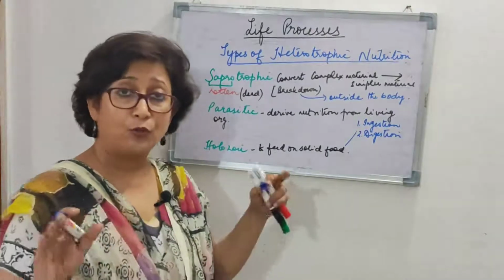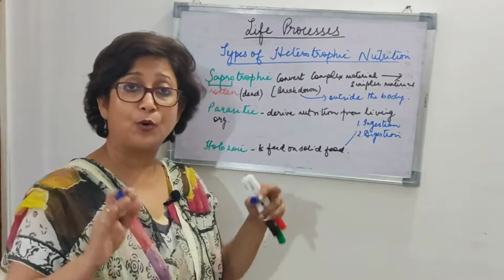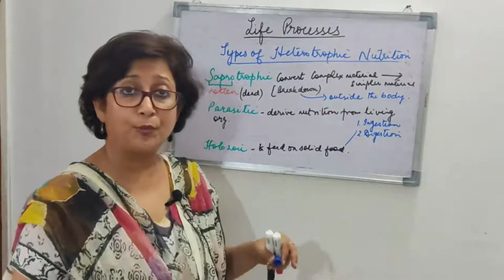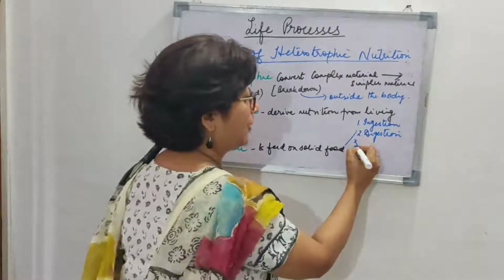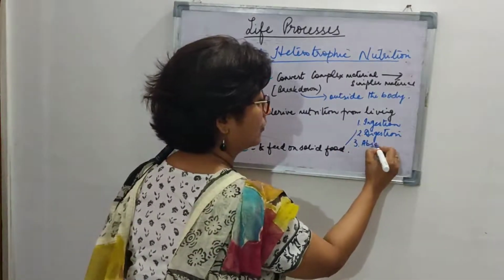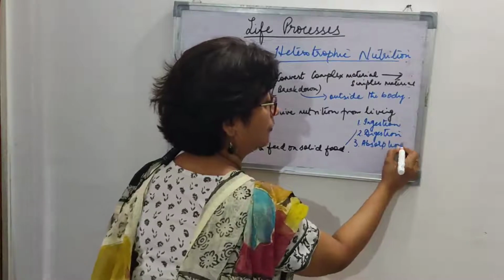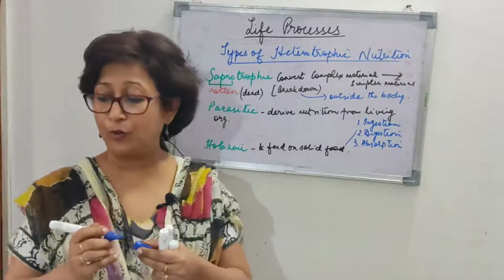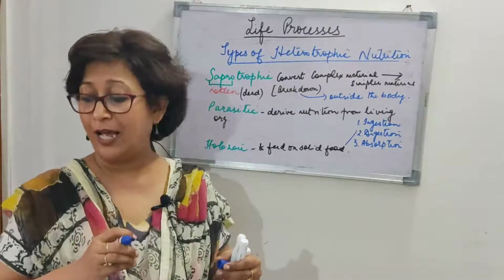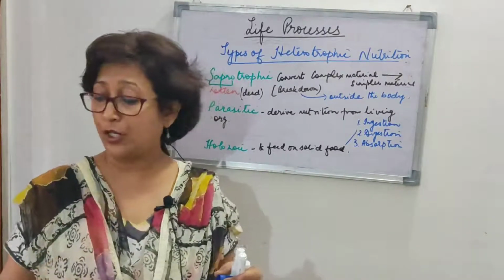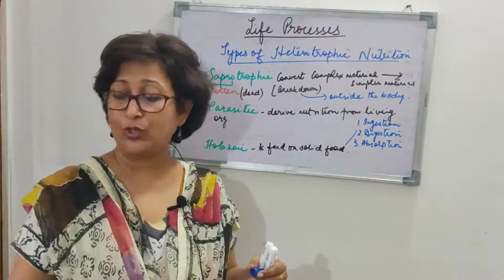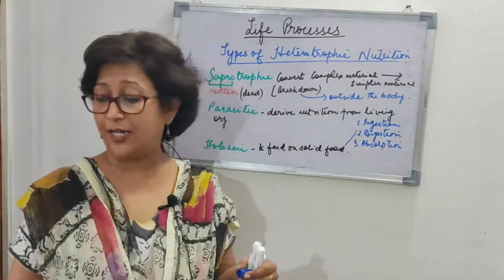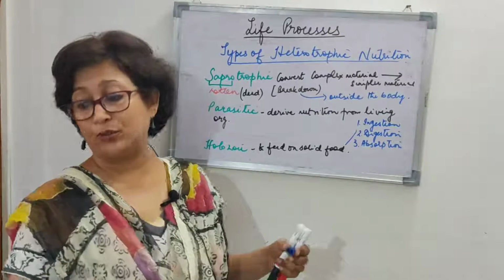Now once the food is digested, broken down into water soluble forms, the third step is absorption, right? The food is absorbed. So after digestion, the food molecules become small and soluble. So the soluble food molecules can pass through the walls of our intestine, and then from there they can go into the bloodstream.